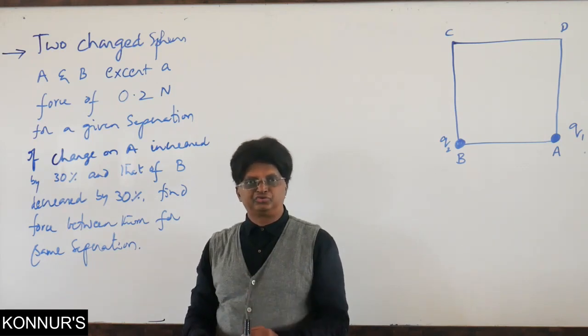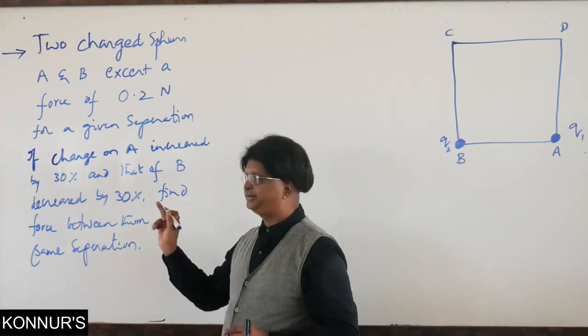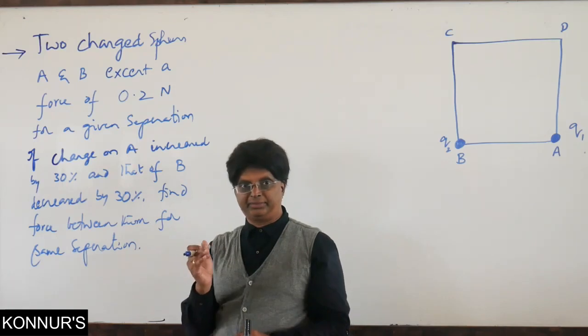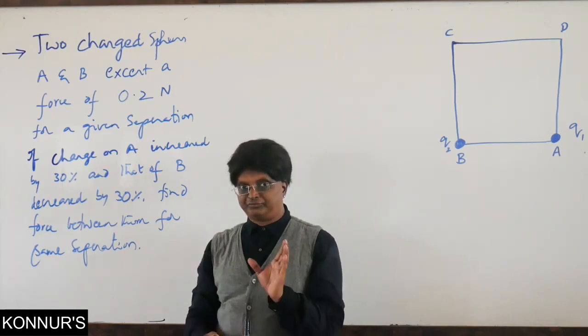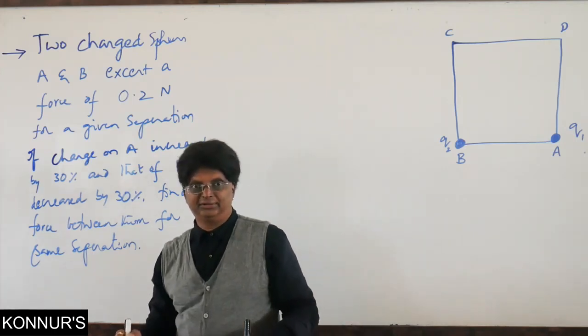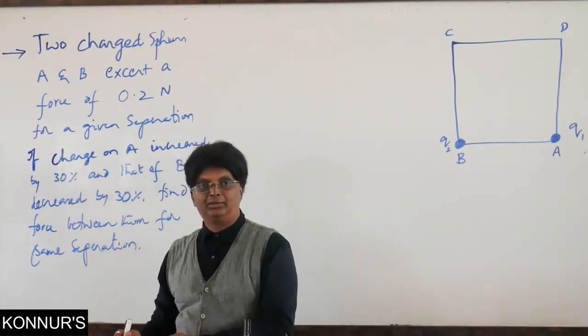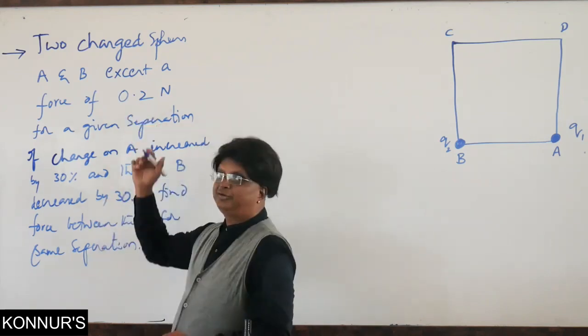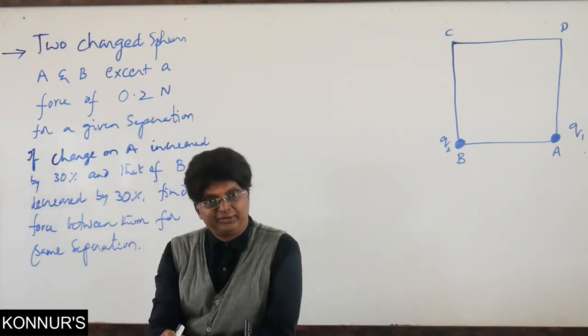Generally the student will immediately conclude that there is a 30% increase in one and a 30% decrease in the other, therefore the force between them remains the same because the distance is also not changing. So they may conclude that the force remains the same, 0.2 Newton. But is it the answer?